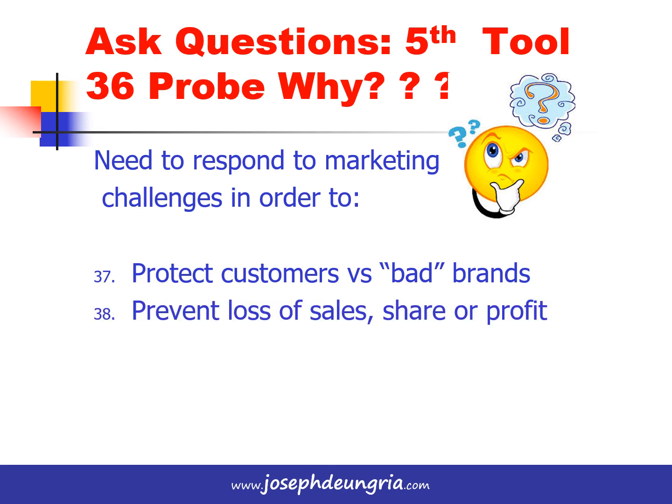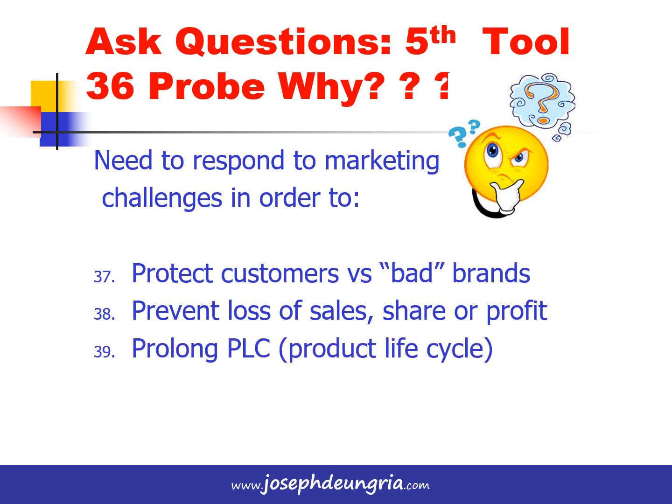We should prevent loss of sales, share, or profit. And we should try to prolong our own product life cycle. We will be able to achieve this if we always ask why. Why is this happening? Why are customers losing sales, share, or profit? Why is the product life cycle acting like that? And then we want to preserve being the preferred brand. A customer can choose many brands, but we want to achieve the preferred brand status.